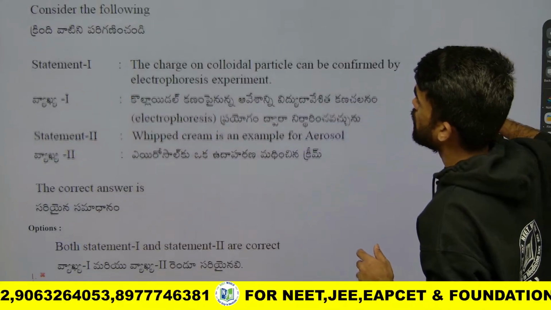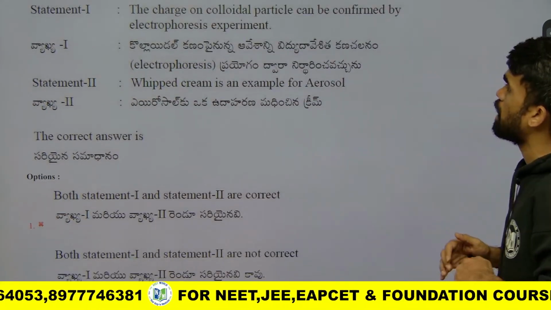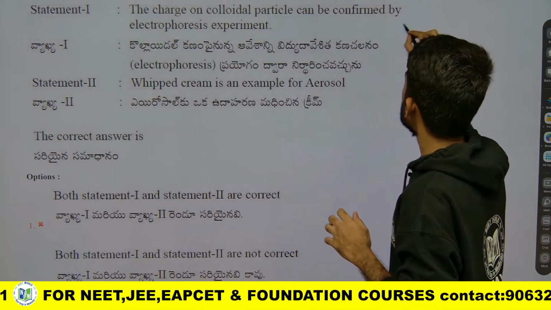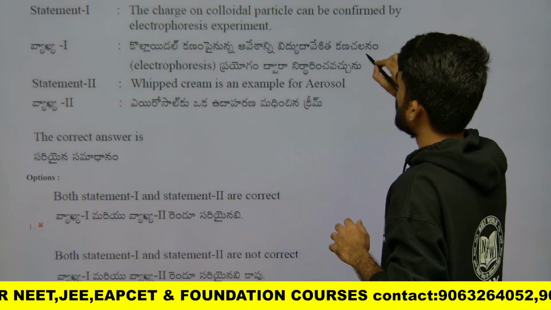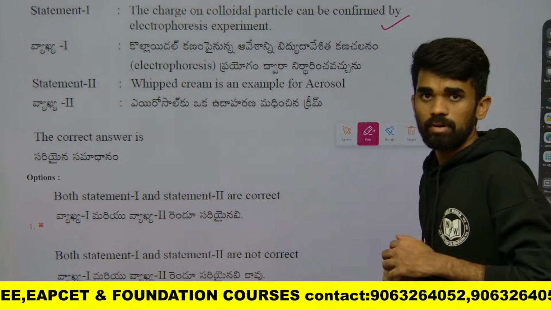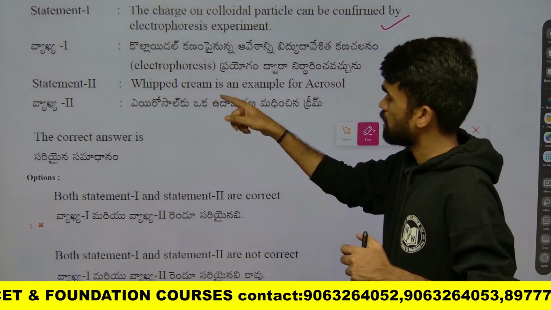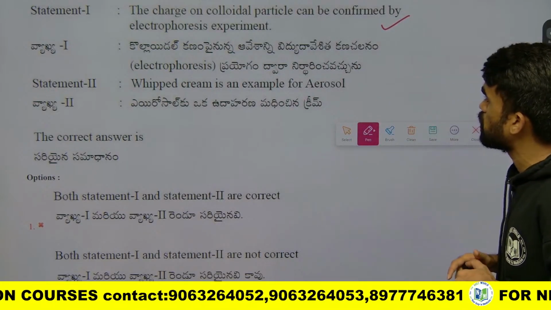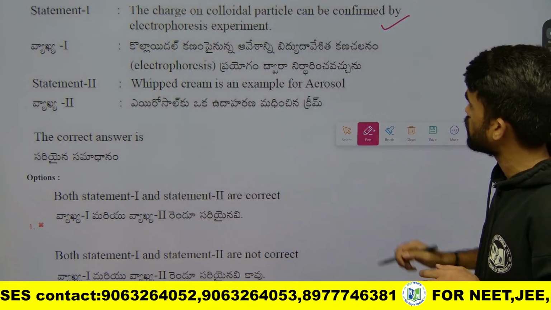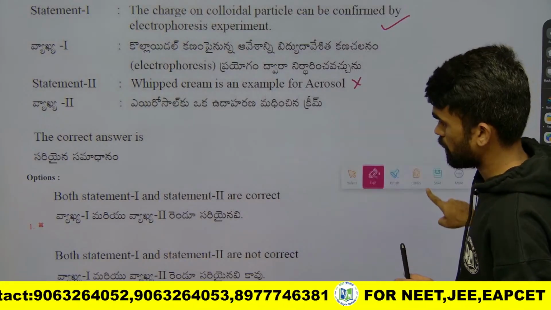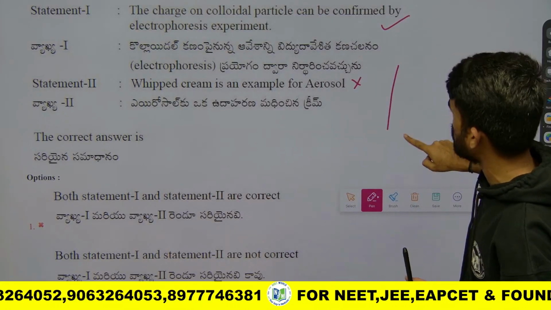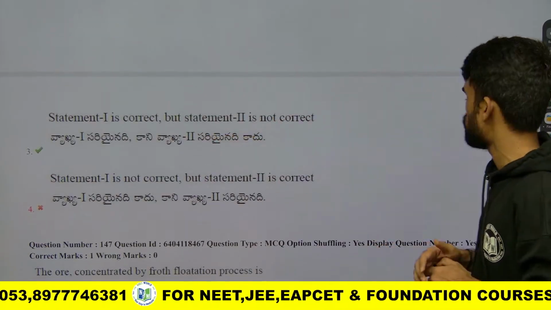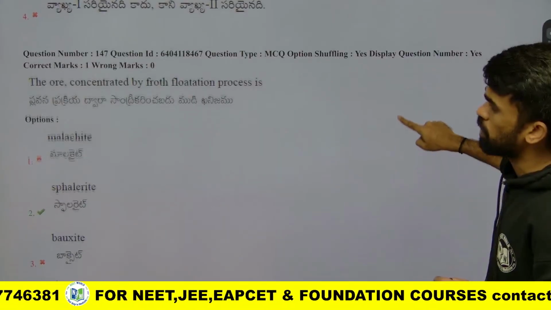Then next, the charge on a colloidal particle can be confirmed by the electrophoresis experiment. Yes, this is correct. Based on the charge, they will be moving in the opposite direction in the electrophoresis experiment. And the next, whipped cream is an example of aerosol. No, it is not an aerosol, it is a different one. So only the first option is correct here: statement 1 is correct, but statement 2 is incorrect.